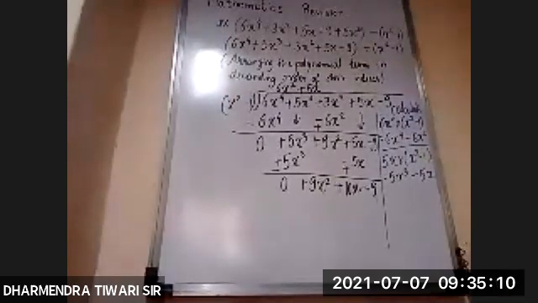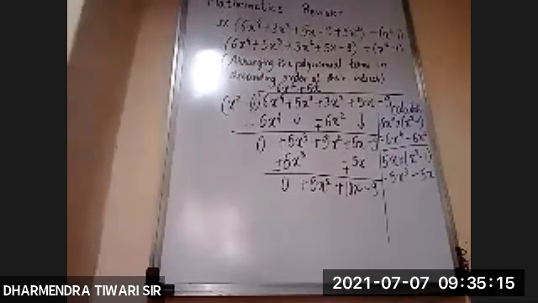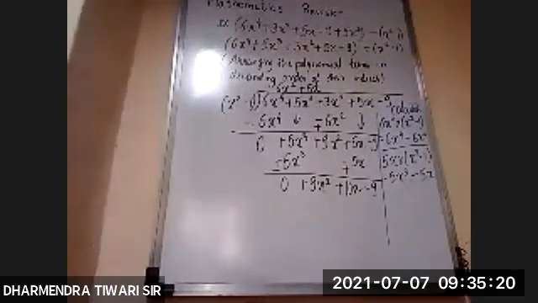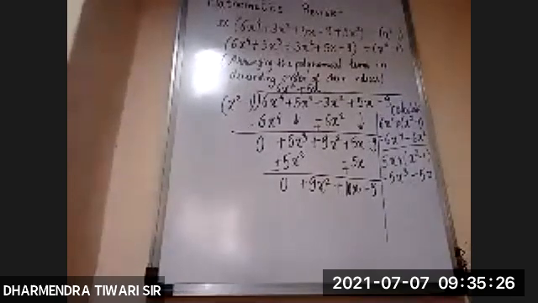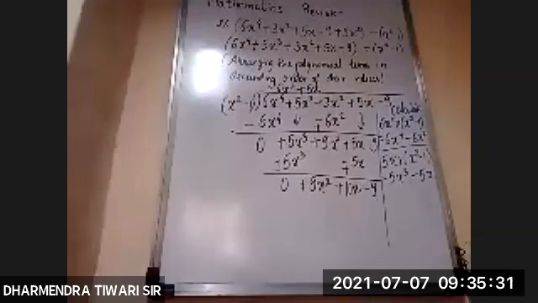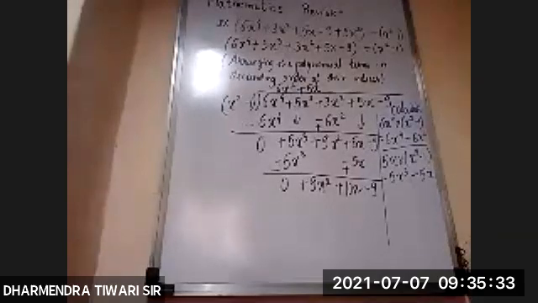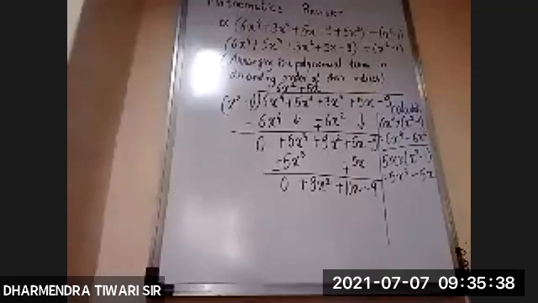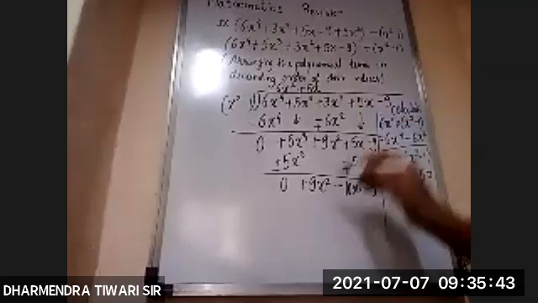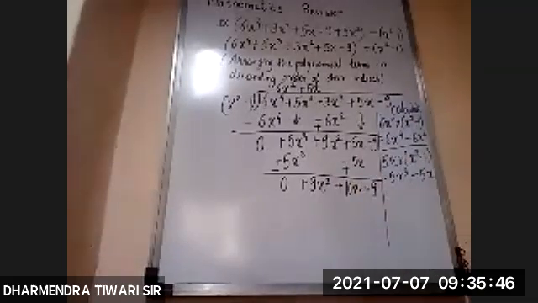Still, we can see the degree of the divisor and the degree of the remainder part of the dividend are the same. Even though they are the same, further division is possible. If the degree of the divisor is greater than the remainder, then further division is not possible. Right now we can see that it is less than or equal to.